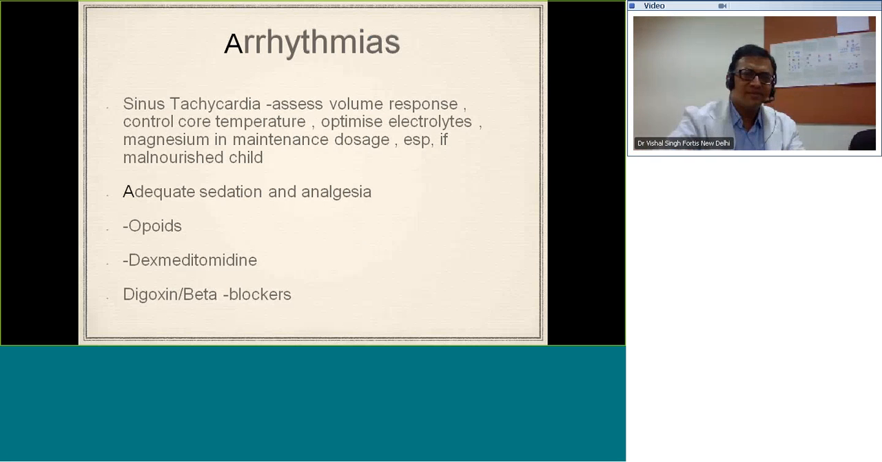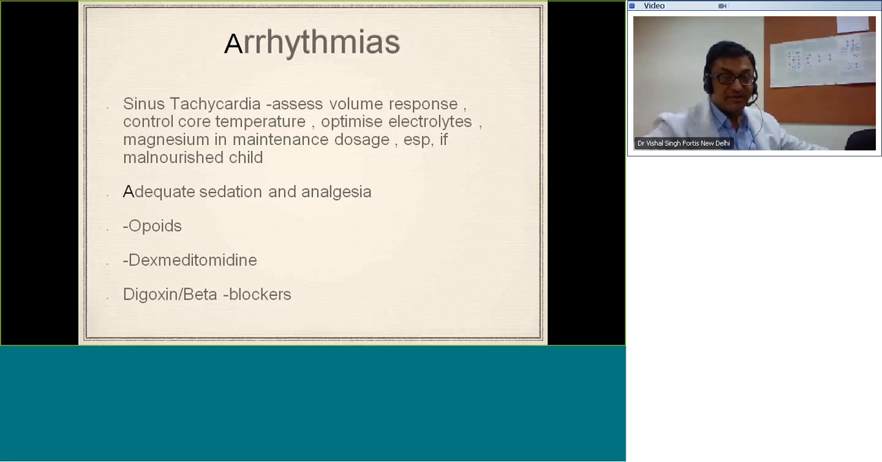What are the arrhythmias that you see in these scenarios? Sinus tachycardia very frequently. And if there is a sinus tachycardia, assess volume responsiveness, control the core temperature. You can control the core temperature, especially if it's increasing beyond 36.5, by giving cold saline washes. And if it goes beyond 37, you may have to think of using antibiotics, because I'm talking about the rectal temperature; especially if it's going beyond 37.5, 100% you have to use antibiotics.